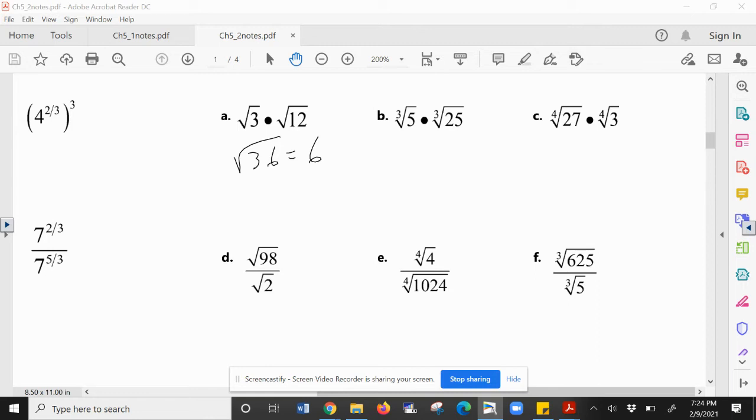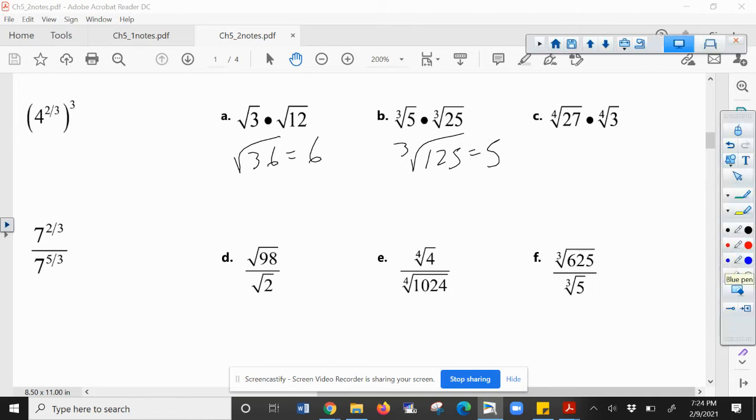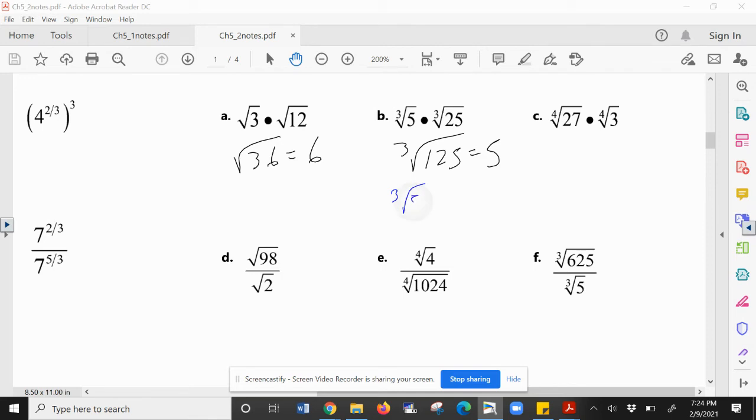This one here, the third root of 5 and the third root of 25. Now I'm going to show you two different ways of doing this one. I would say that that's equal to the third root of 125, which is 5. 5 to the third power is 125. Or you could instead say, well, you know, the third root of 5 is fine. The third root of 25, that's the same as the third root of 5 times the third root of 5.